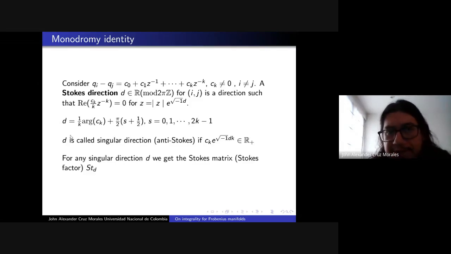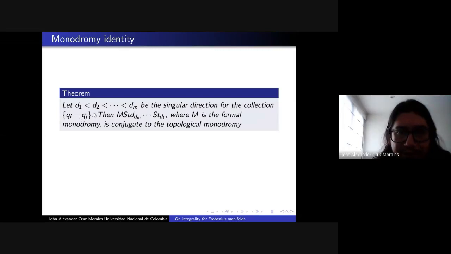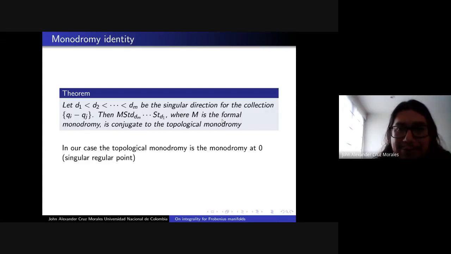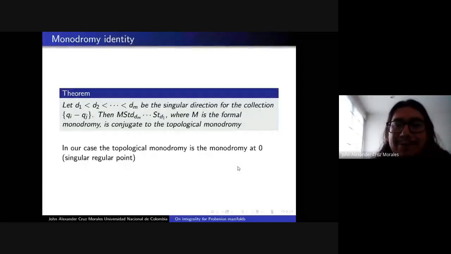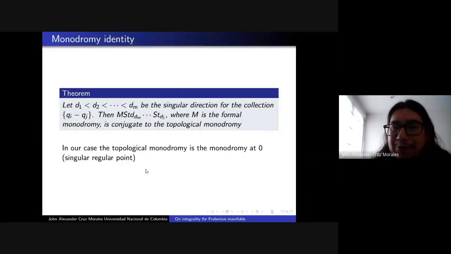So for any singular direction you can construct the Stokes matrix, and the monodromy identity is the following theorem. You have these singular directions, and there are always finitely many. Then you take the product of the Stokes matrices associated to every direction and the formal monodromy. This is conjugated to the topological monodromy. In the case we are considering, the topological monodromy is easier because it's just the monodromy at zero. We have this equation with two singular points: a regular point at zero and an irregular point at infinity. At zero it is a regular point, so you can compute the monodromy, and you get the matrix. This matrix is conjugated to the product of the Stokes matrices.